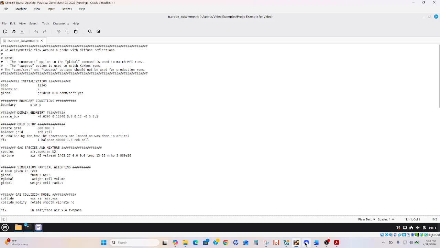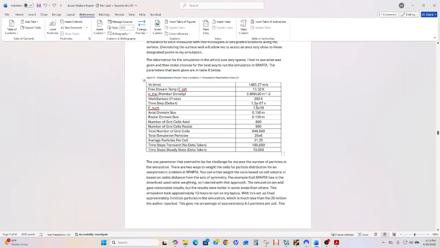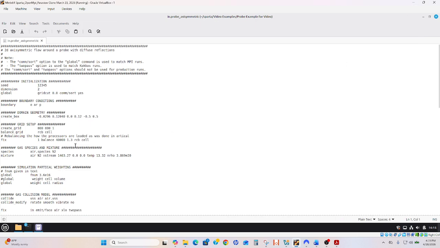I ran it with the proper FNUM, which is, let me pull this back up. FNUM should be 7.2 e to the 16. You can see here I have 3.6 e to the 16, so that's half of what they had in the journal article. When I ran it with the 7.2 or whatever they declared in the journal article, I actually only got 3 million particles. And I ran the simulation, and it gave me some results. Near the front of the probe, I could get reasonable results that were within 10% of what they got.